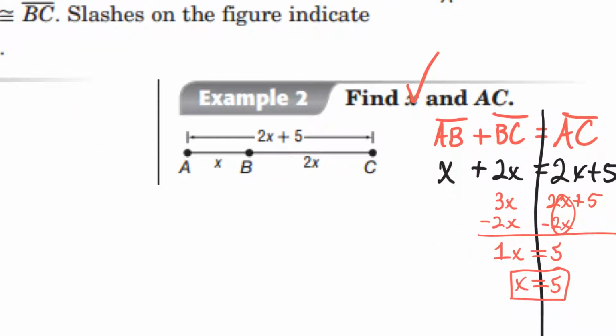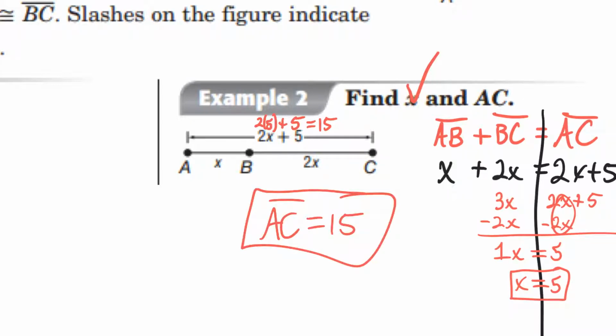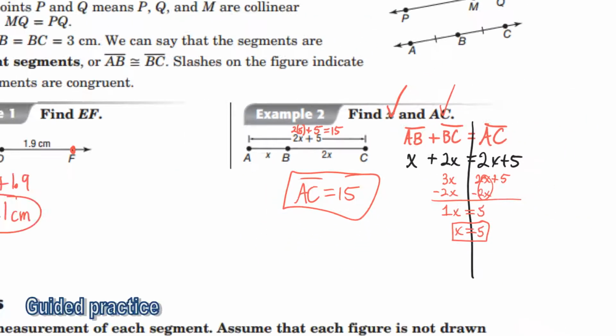So what I'm going to do is plug in 5 right there. So no longer is it a variable. I know exactly what it is. It's 5. So 2 times 5 plus 5. So 2 times 5, 10. And then 10 plus 5 is 15. So AC equals 15. All right, so we found AC now. We're good.